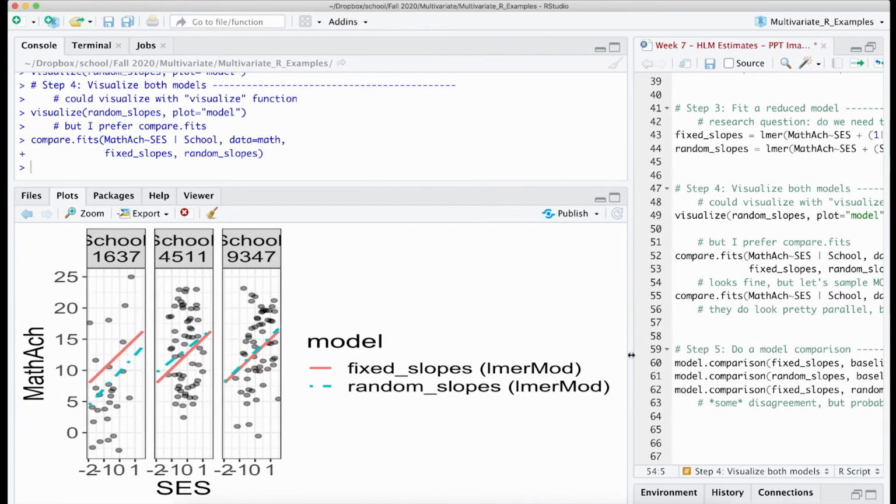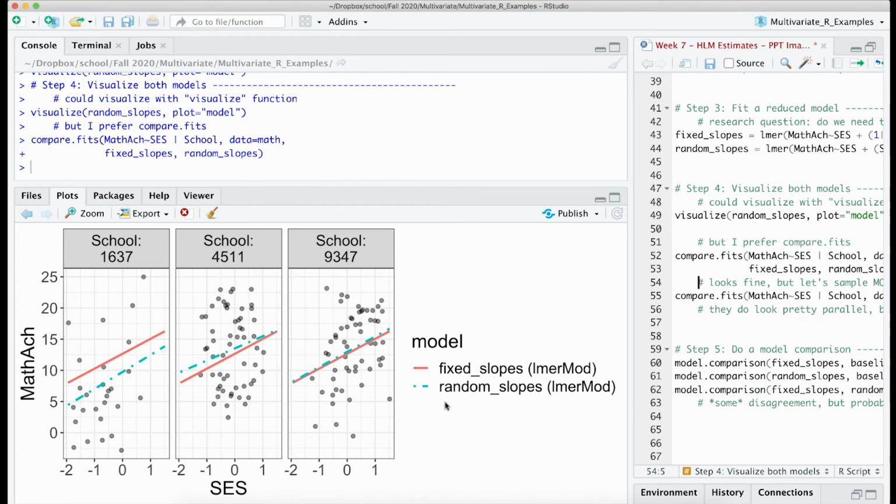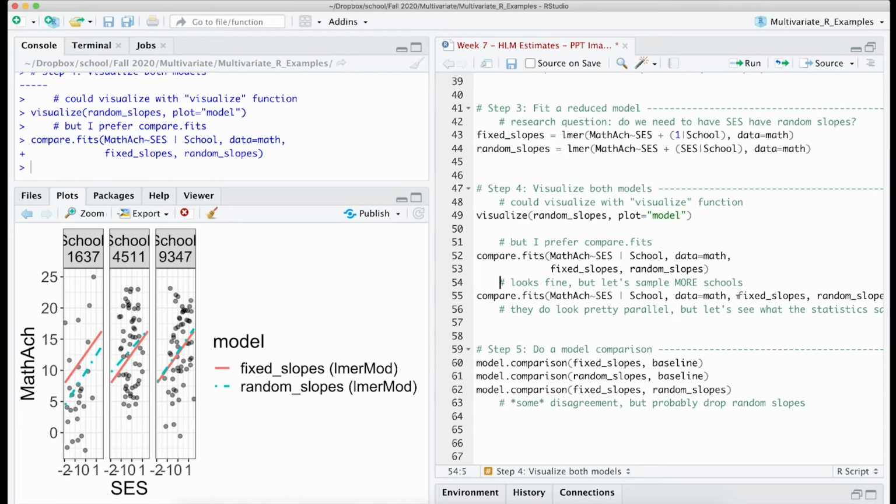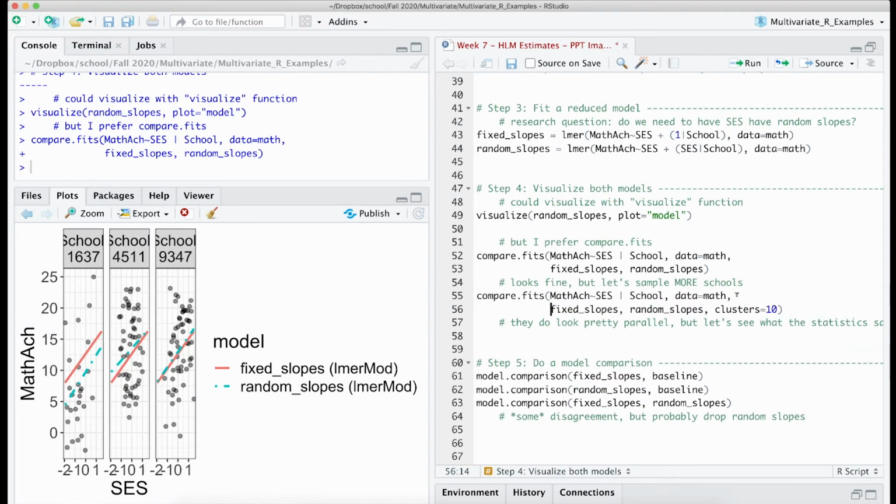The red line is the fixed slopes model, and the blue line is the random slopes model. These red lines should be exactly parallel to one another, although they may be different in their intercepts. And that seems to be the case. Notice that the blue lines, because we're allowing the schools to have their own slopes, not surprisingly, some of these slopes are slightly different, but they're not that much different. And of course, that only shows 3 schools. We could look at more than 3 schools if we wanted.